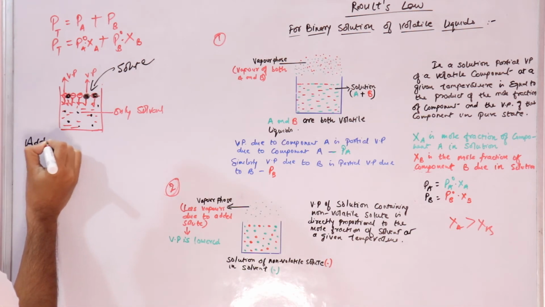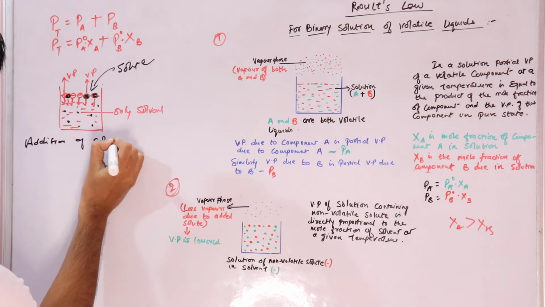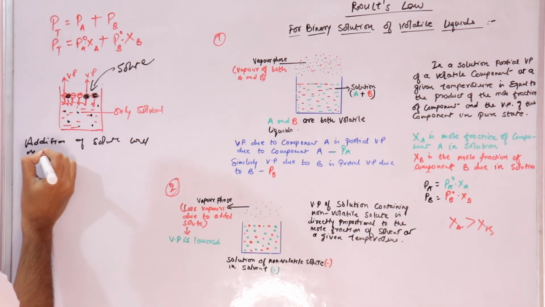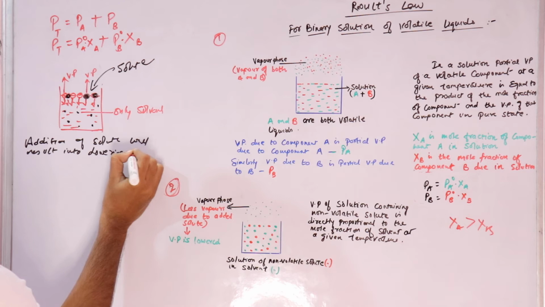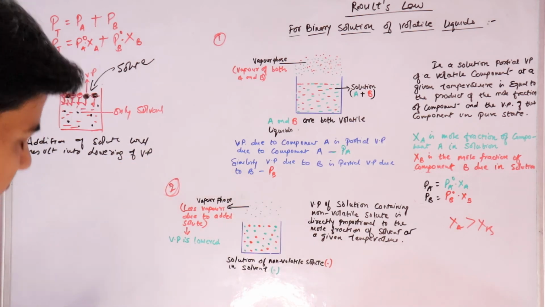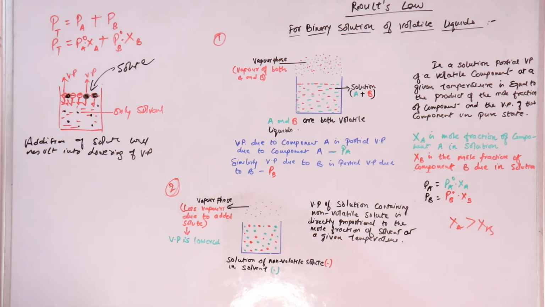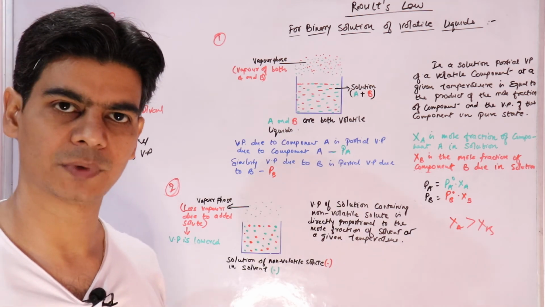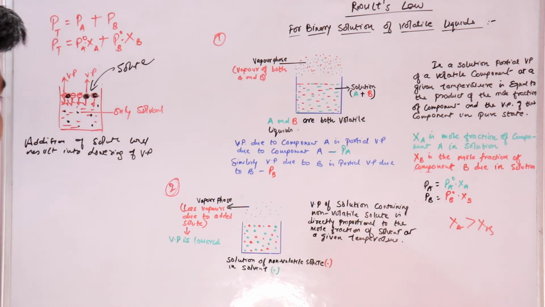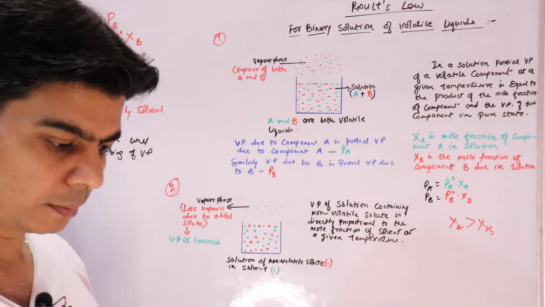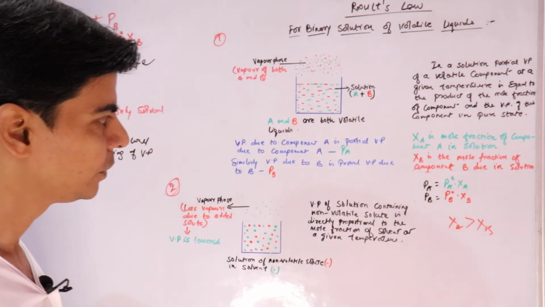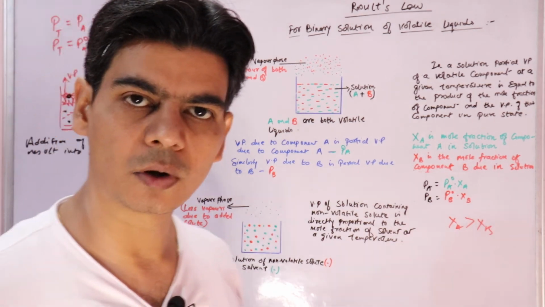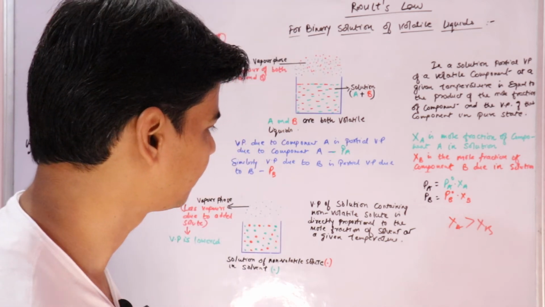So we write it as: addition of solute will result in lowering of vapor pressure, right? Lowering of vapor pressure. Now, the vapor pressure that is built up is due to only solvent molecules, right? Because we know that solute molecules are non-volatile. So the more solvent molecules, or the more moles of solvent, the more the vapor pressure. Or we say the more the mole fraction of solvent, the more the vapor pressure.